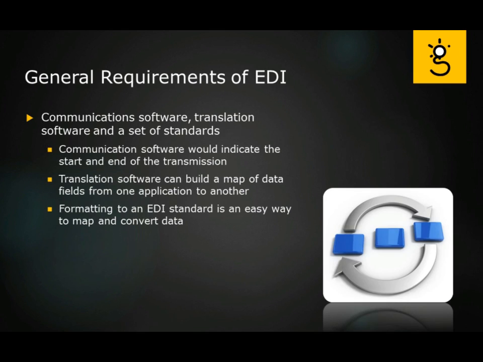Now, within the EDI, we have to have some sort of communication software. We also have to have some software to do translation if needed, and a set of standards. The communication software would indicate to us when a transmission started and ended. The translation software's job is to map the data fields, because it might be coming from an application that had a different set of fields than the system I'm going to put it into, so we needed to have something to map those fields from one to the other.